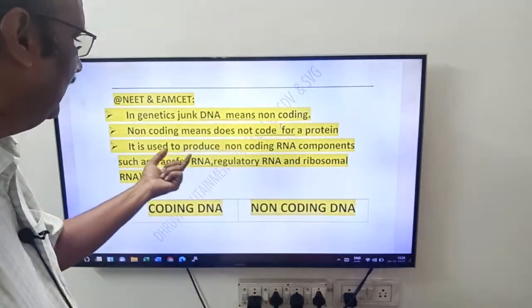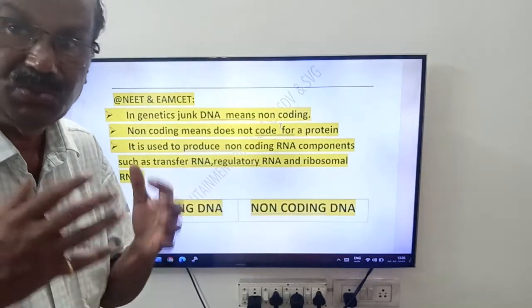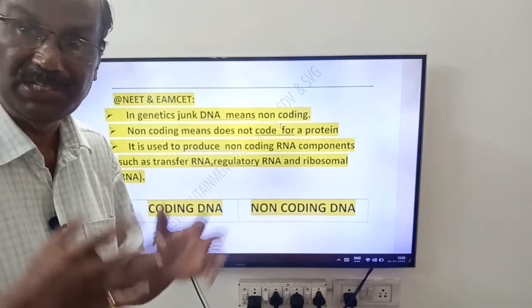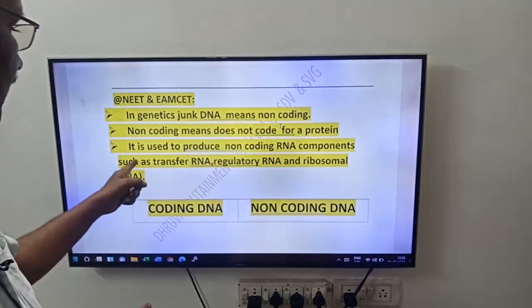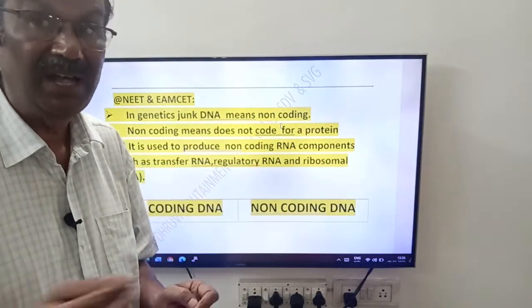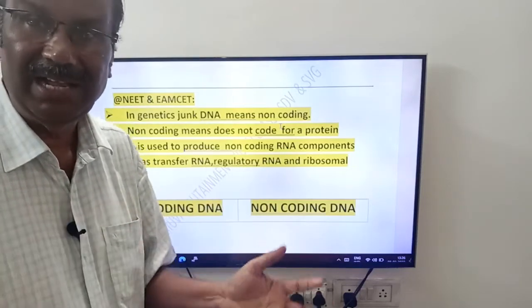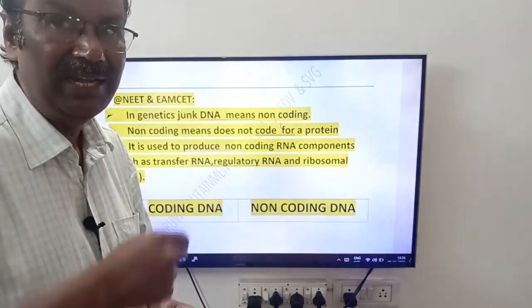Next, friends, its use. What is the use of this non-coding DNA, this junk DNA? Friends, it also has an important function. Please don't underestimate it. It is used to produce non-coding RNA components. Friends, we have mRNA, rRNA, tRNA, etc. In that, mRNA is the coding RNA.